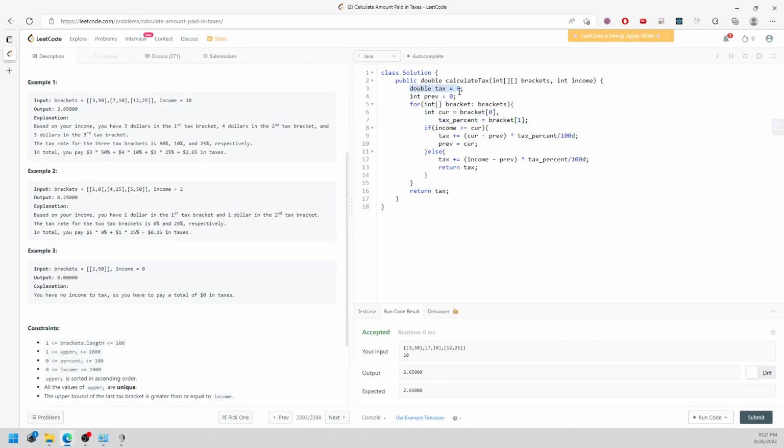Let's talk about the time and space. The space is going to be constant. The time is going to be O of n, where n represents the number of brackets. So this is the solution.